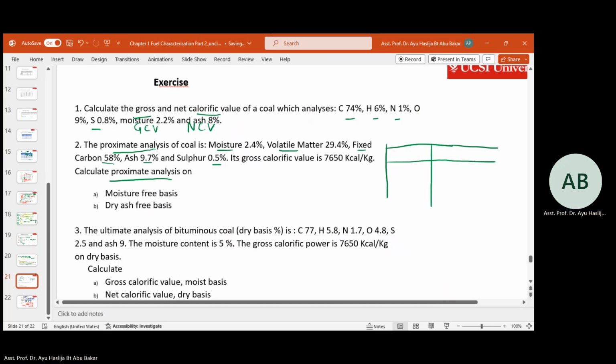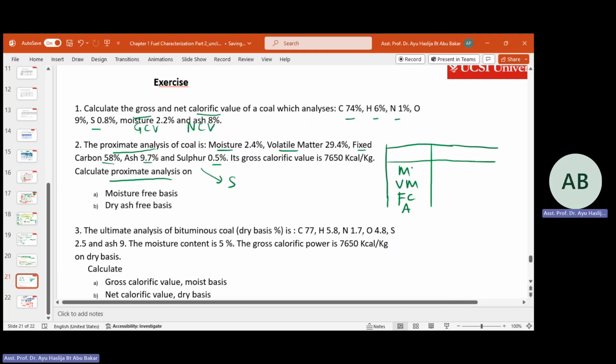It consists of moisture, VM, fixed carbon, ash. Okay. Is sulfur included in proximate? It's ultimate, right? Because sulfur is an element. So sulfur is in the ultimate analysis.